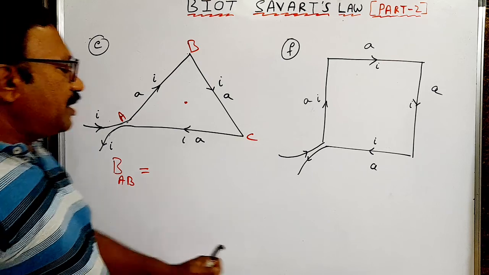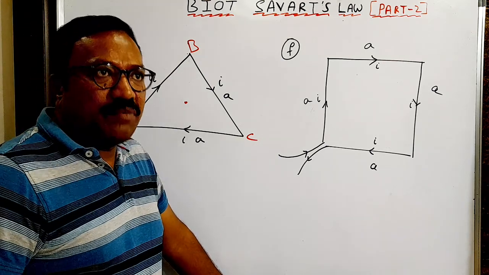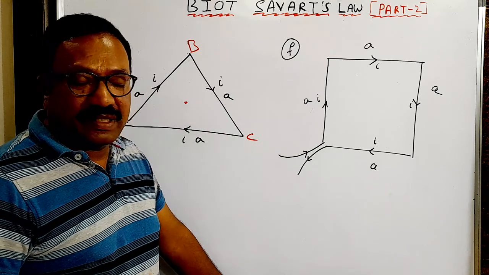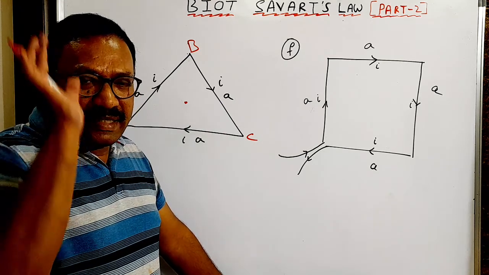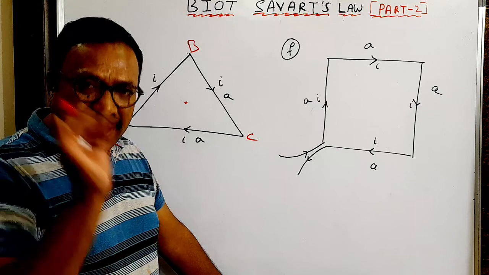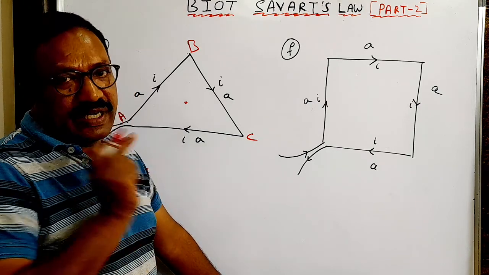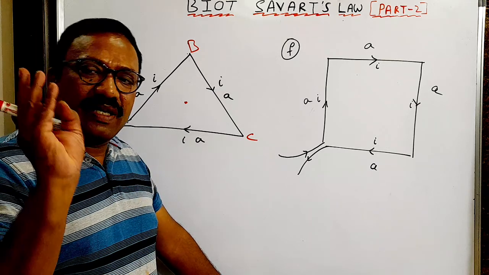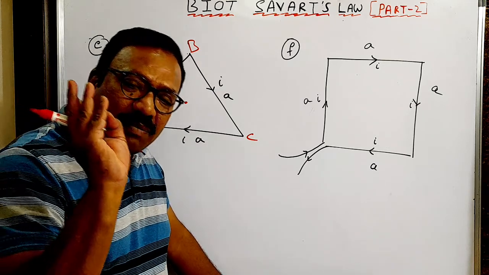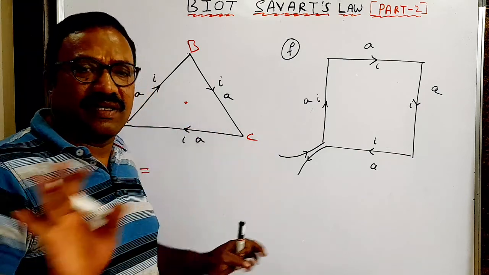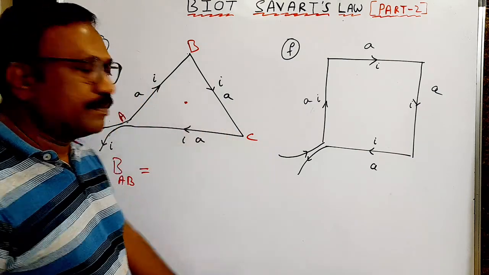See, whenever you are determining, you are applying a formula mu naught I by 4 pi d into sin theta 1 plus sin theta 2. d is the perpendicular distance, so please identify that first. Then theta 1 and theta 2 you identify. So after identifying the perpendicular distance d from the wire and theta 1 and theta 2, you substitute. That's all. That is how this criteria lies.